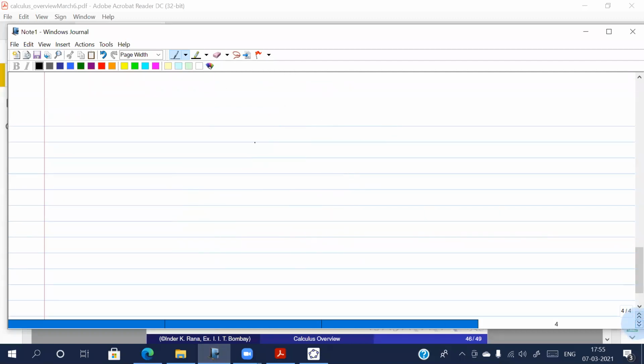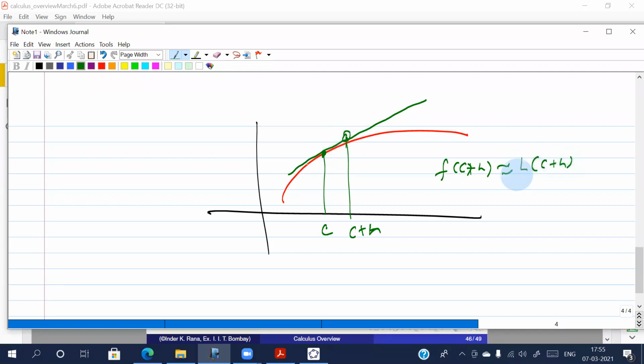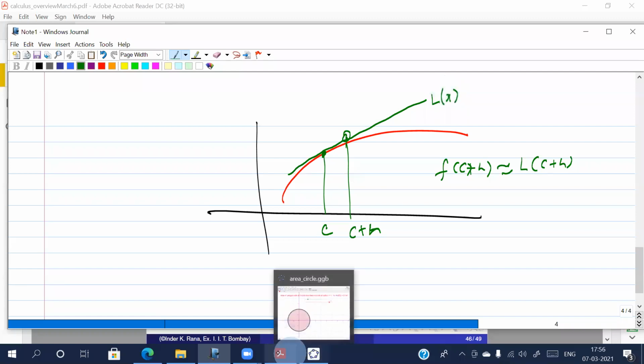So if this is the graph of the function, and this is your tangent line at this point C, then at C plus H, you can take this value on the line as an approximation. So f of C plus H can be approximated by L of C plus H, where L(x) is the tangent line. This is called the tangent line approximation. It is very important because f could be any weird function, but the tangent line is a linear function, so it gives you very good approximations.